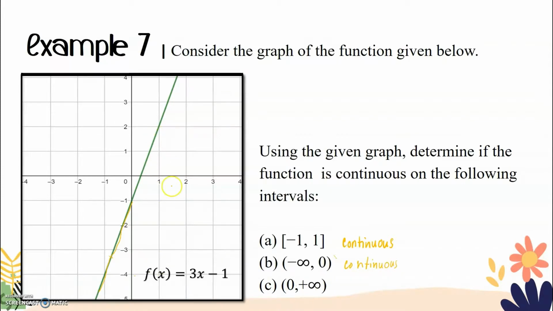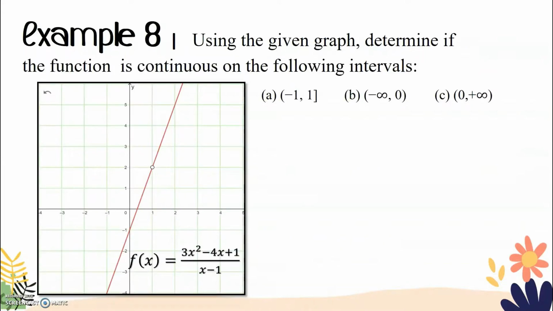Right? Next, going to the third, we have the open interval of 0 to positive infinity. So tracing the graph from 0 to positive infinity, we also did not encounter any hole, meaning to say at the interval of 0 to positive infinity, the graph is continuous.